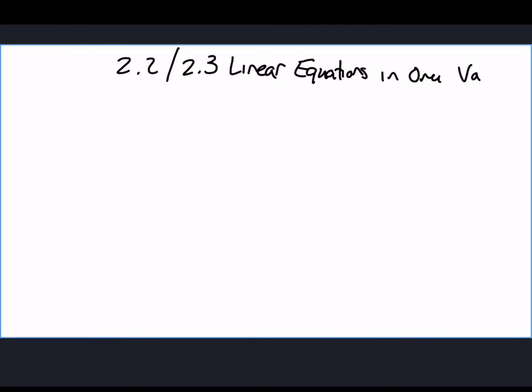Okay, today we're going to talk about 2.2 and 2.3 linear equations in one variable. You hate linear equations? Just wait, there are harder equations. And we will start with a definition.